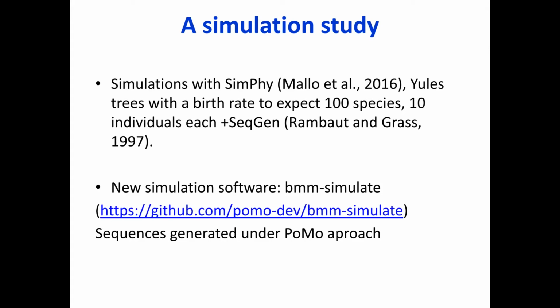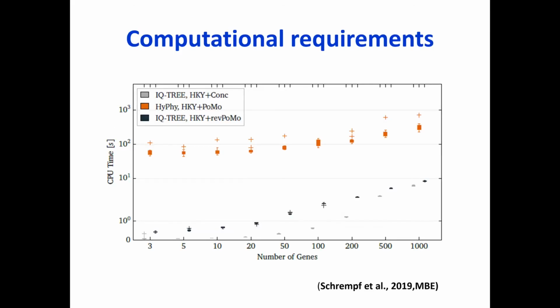coalescent-based simulators. We also have our own simulator for POMO, and I would like to encourage you to use that. Actually, if you do coalescent simulations, if you wanted to misspecify and you don't want to do forward simulations, it's well worth having a look at this simulation model. It's called BMM, for boundary mutation models, and it's with an IQ-TREE.